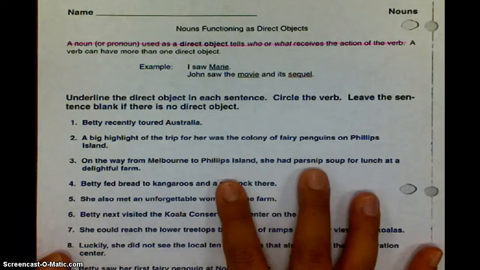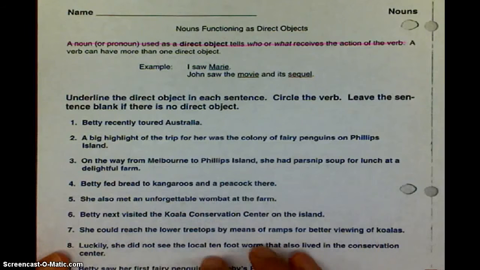So the direct object receives the action of the verb. And it also says a verb can have more than one direct object. Okay, just like you can have more than one subject and more than one verb, you can have more than one direct object. So before we get into our examples, let's refresh our memory.